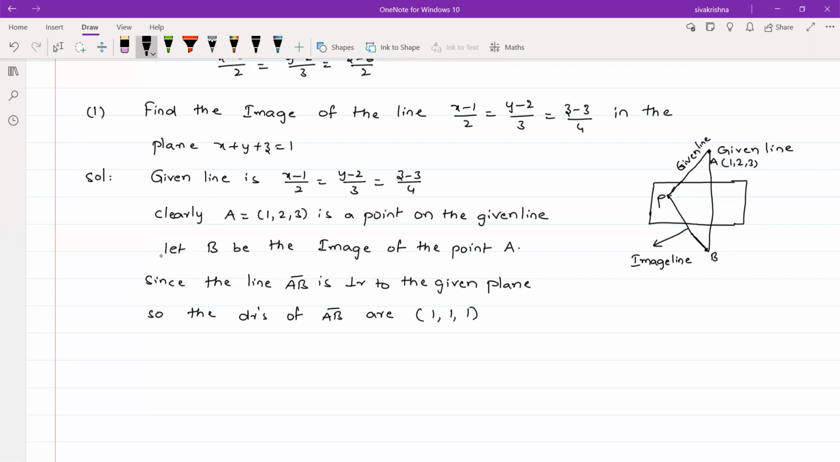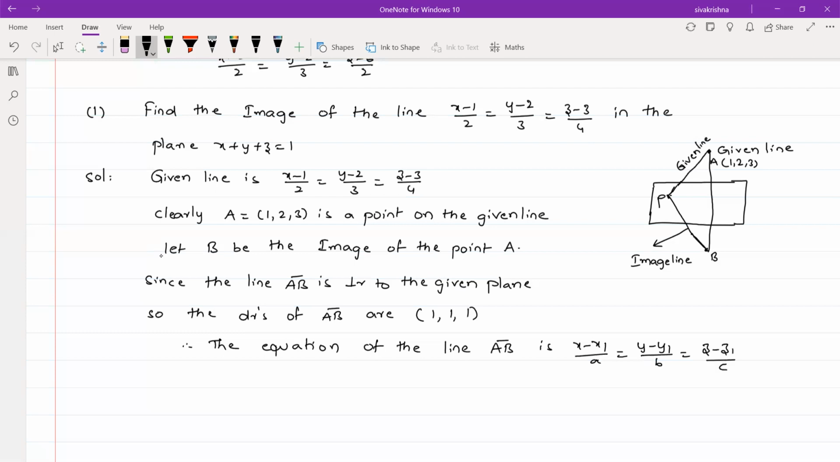So whenever we are having the passing point and DRs, then we can find the equation of that particular line. So now I am finding the equation of the line AB bar. I am writing the formula first: (x minus x1) by A is equal to (y minus y1) by B is equal to (z minus z1) by C.